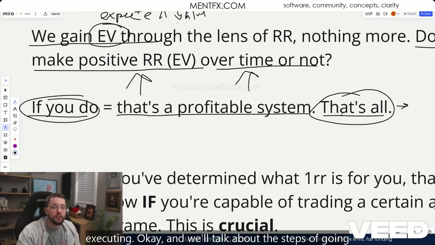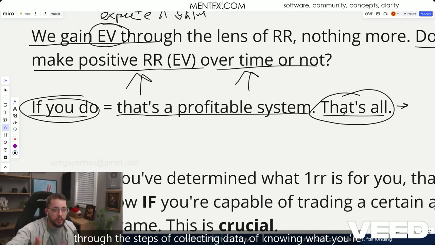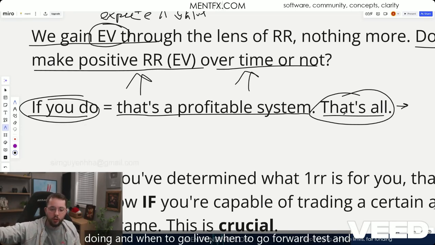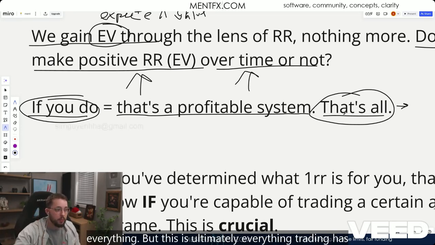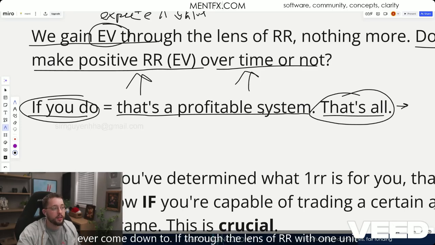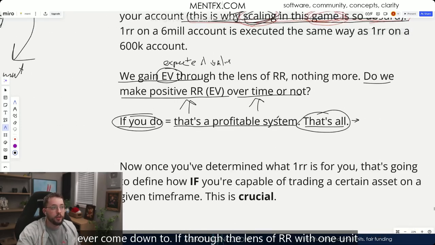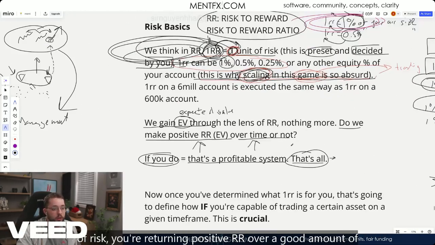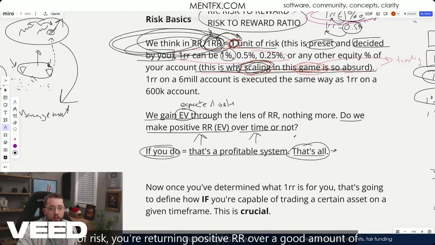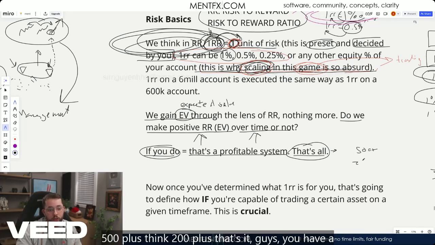The next step would be executing. Okay, and we'll talk about going through the steps of collecting data, of knowing what you're doing, of when to go live, when to go forward test, and everything. But this is ultimately everything trading has ever come down to. If through the lens of RR, with 1 unit of risk, you are returning positive RR over a good amount of trades, over a large amount of trades. So think 500 plus, think 200 plus.